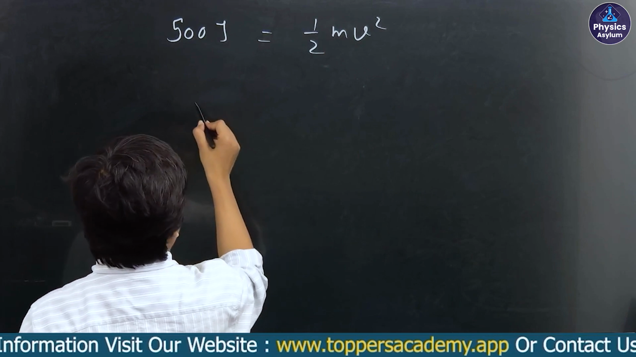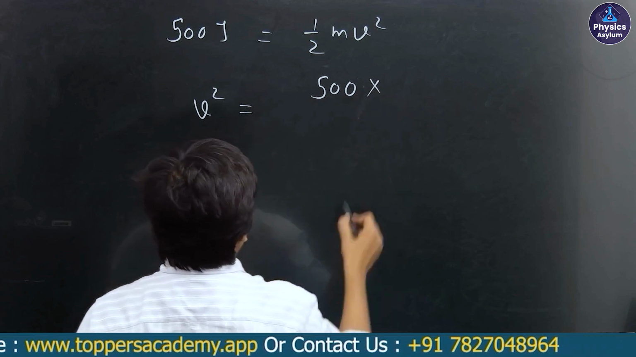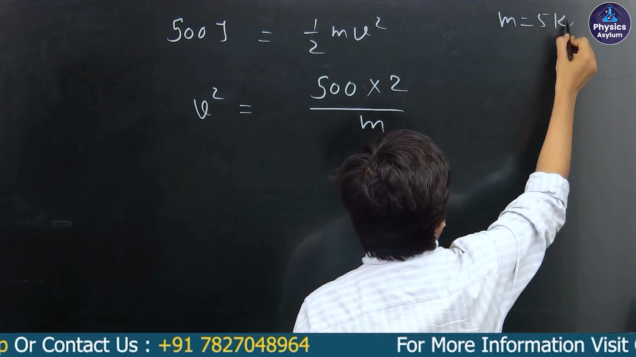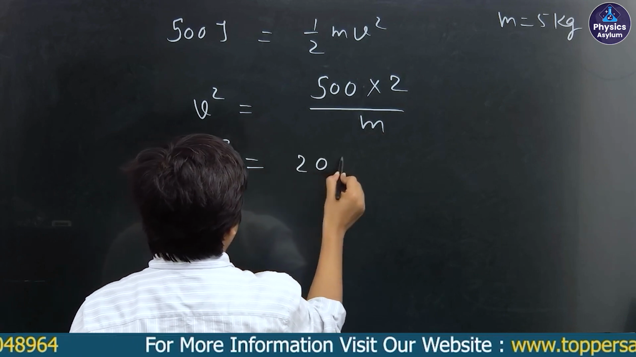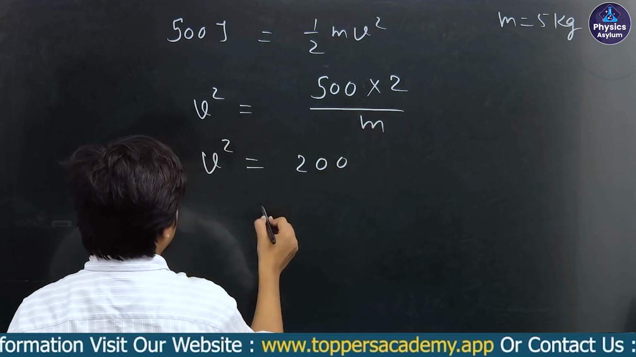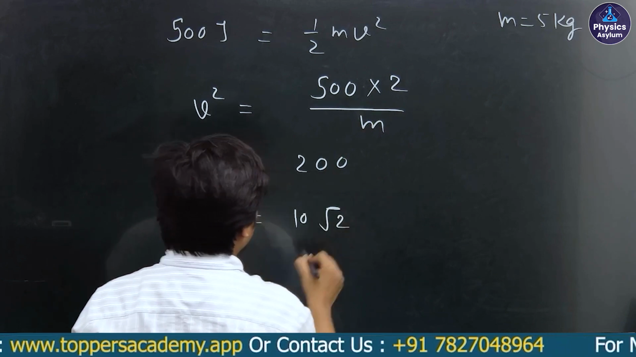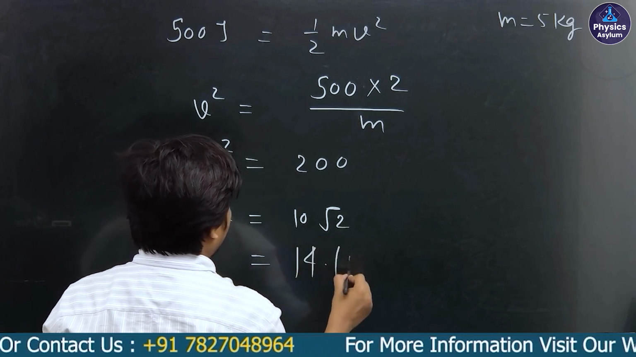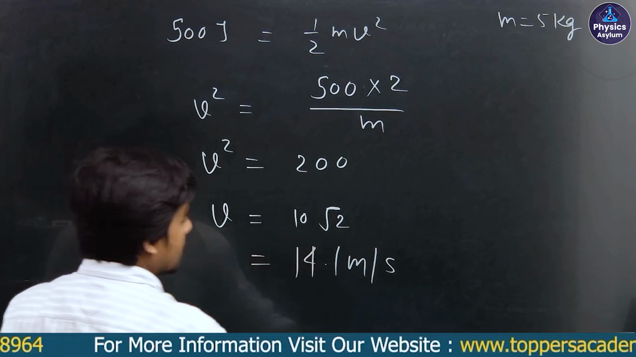Okay, and that v square will be equal to 500 into 2 divided by m. m is given as 5 kilogram. So that v square will be 200. If I put 5 here, only 100 will remain in the numerator. So I can write that the magnitude of the velocity will be equal to 10 into square root of 2, that is 14.1 meter per second. Okay, if there is no air friction, that much will be the velocity.